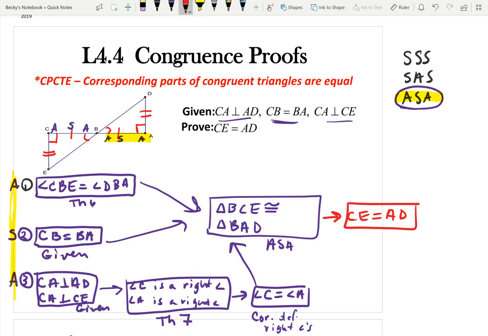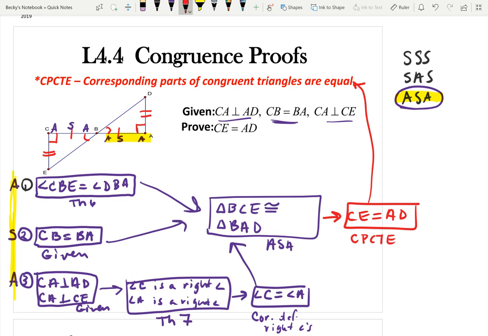Now, see this big long statement up here? Corresponding parts of congruent triangles are equal. Think about what we're saying here. Are these two pieces corresponding? Yes. Are they congruent because they're on congruent triangles? Yes. Therefore, they have to be congruent. No one wants to write this out. So we abbreviate it. And they're all capital letters, CPCTE.